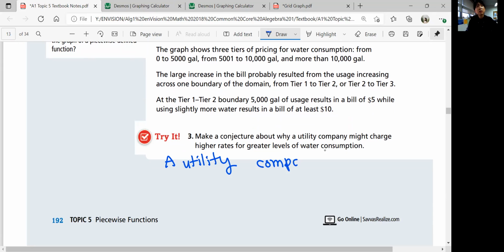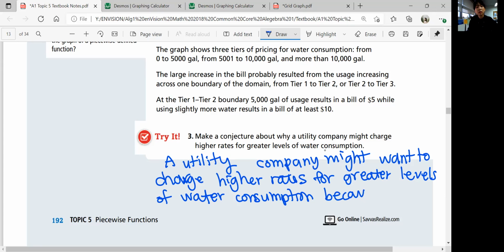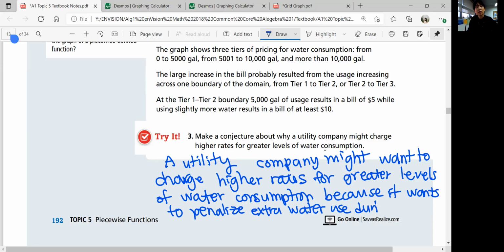So, a utility company might want to charge higher rates for greater levels of water consumption because it wants to penalize extra water use during a drought. Okay, that was try number 3.